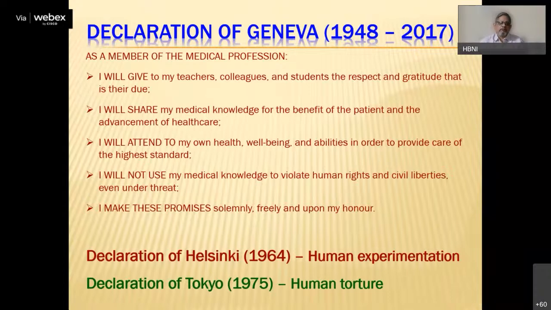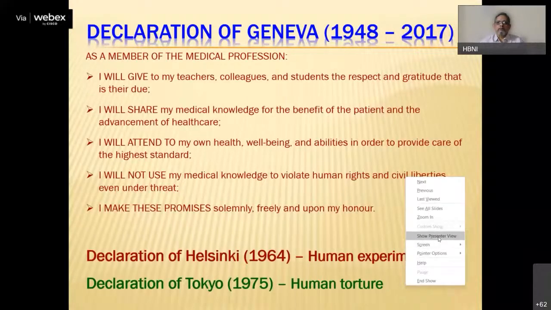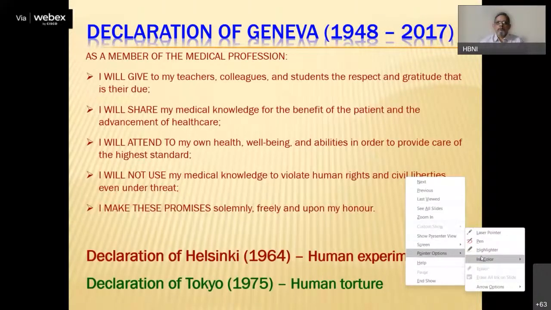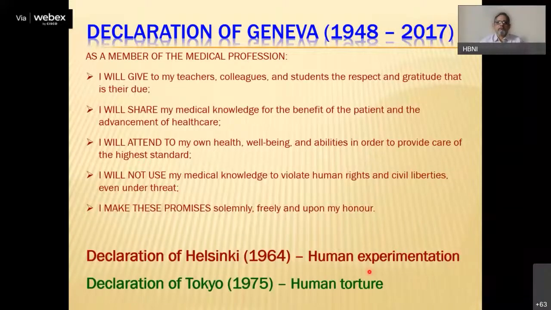And there were several other declarations which came along. One was called the Declaration of Helsinki in 1964, which again considered human experimentation. Then there was the Declaration of Tokyo in 1975, which concerned human torture. So you might feel that once all these watertight declarations and guidelines have been issued, things will be safe and there should not be any problems in the field of medical ethics. Unfortunately, you will be mistaken.